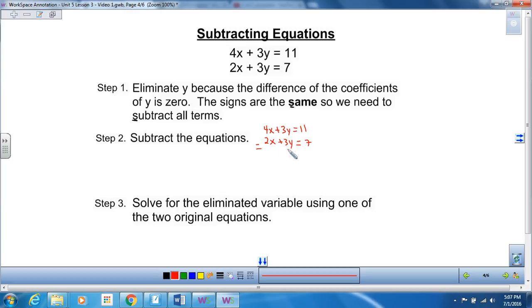So we're subtracting. So we subtract all terms. So 4x minus 2x is 2x. 11 minus 7 is 4. Divide by 2. X equals 2. And then we do the next step just like we did before, solve for the eliminated variable using one of the two original equations. So I'm going to plug 2 in for x.